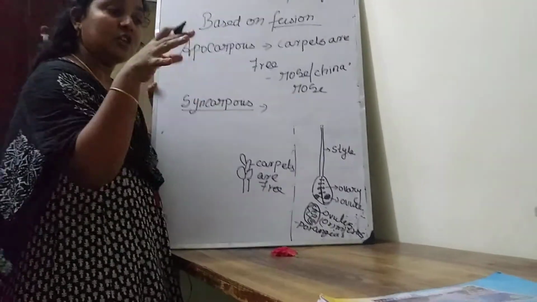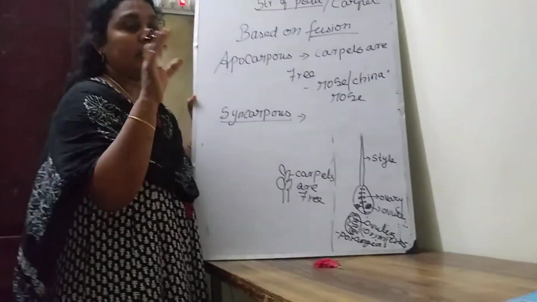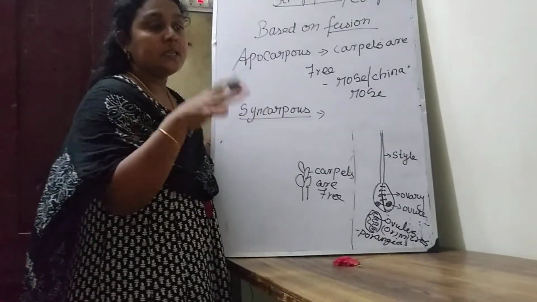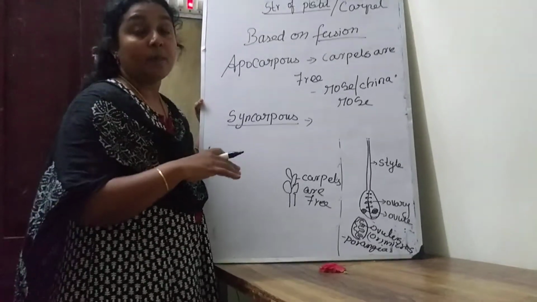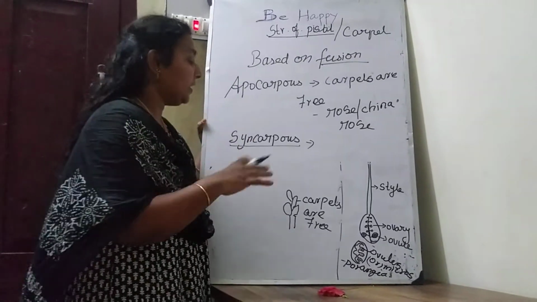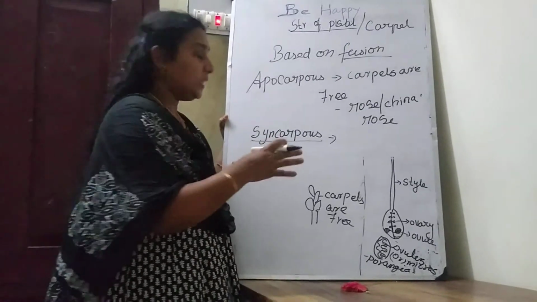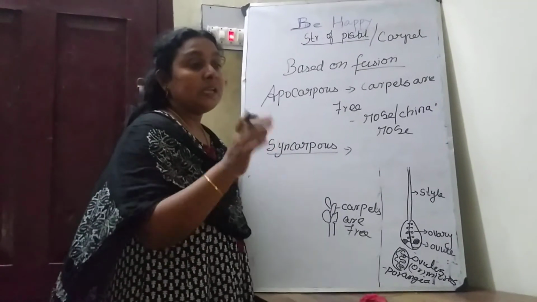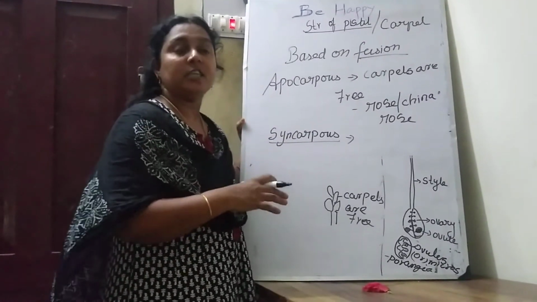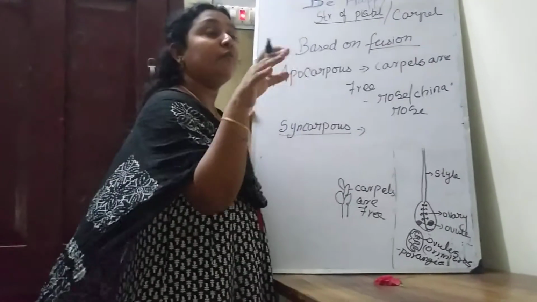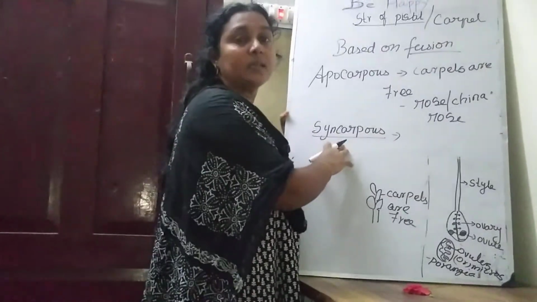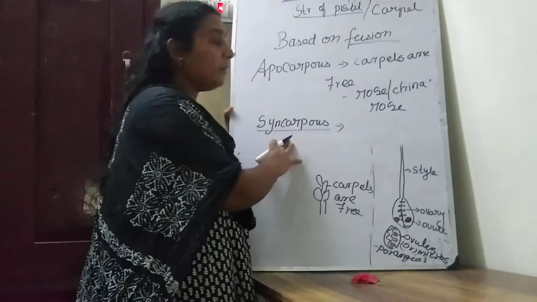And the second one is syncarpous. It is a multicarpellary condition when the carpels are united together, when the carpels are fused. What is the meaning of syncarpous? It is a multicarpellary condition when the carpels are fused. Example, hibiscus.